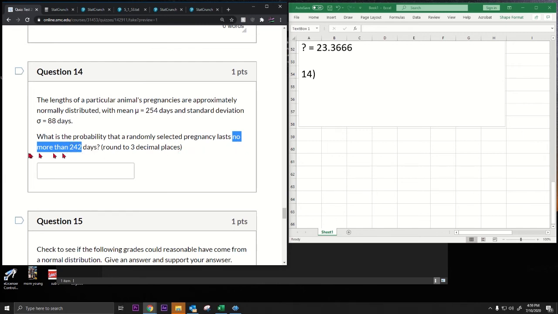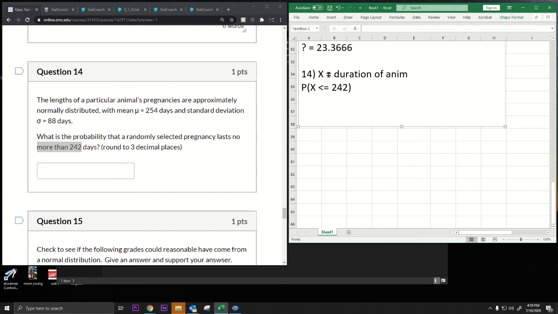Some people don't. But I have to tell myself what to do. What I do is I basically say it's the opposite of more than. So more than 242, I know what that means. So then no more than means less than or equal to 242. So that's what I'm looking for. I'm trying to find the probability that x is less than or equal to 242. x is the length or duration of the animal's pregnancy, and we know that x is approximately normal with mean 254 and standard deviation 88 days.